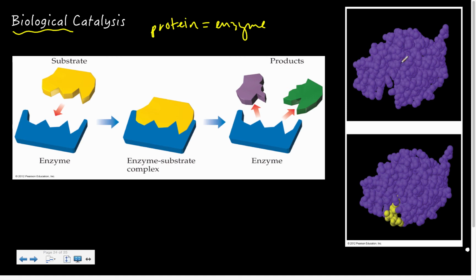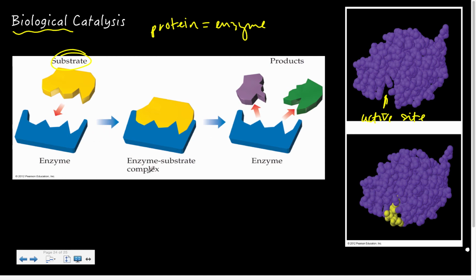a very particular three-dimensional structure, such that there is an active site, or a place where its substrate is meant to bind. Make sure you know those words. We have our enzyme with an active site where our substrate is meant to bind. So the substrate is the thing that is being acted upon.